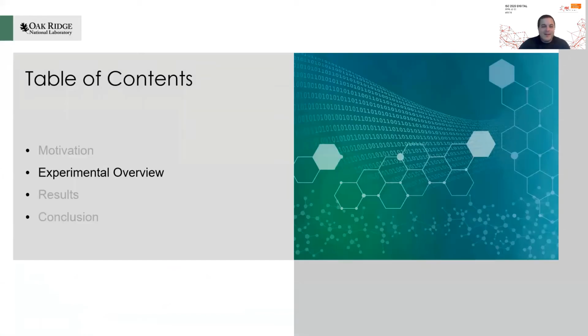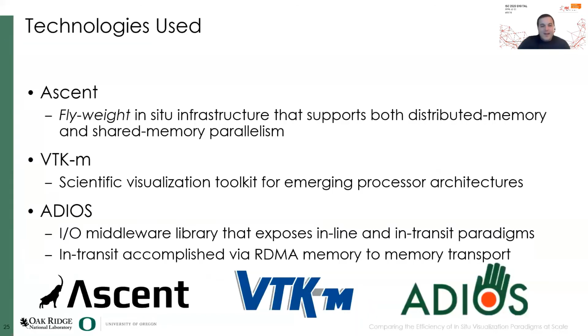I'd like to now do our experimental overview. We used 3 primary technologies in this work. We used Ascent, which is a flyweight in situ infrastructure that supports both distributed memory and shared memory parallelism. We used VTK-m, which is a scientific visualization toolkit for emerging processor architectures. And we used ADIOS, which is an I/O middleware library that exposes inline and in-transit paradigms. We accomplished in-transit with ADIOS via an RDMA memory-to-memory transport mechanism.